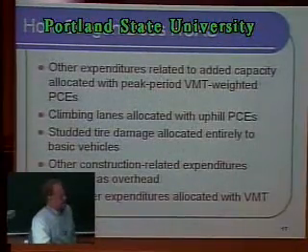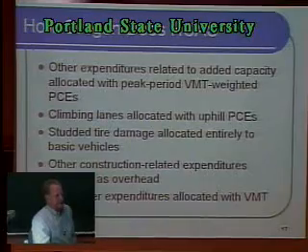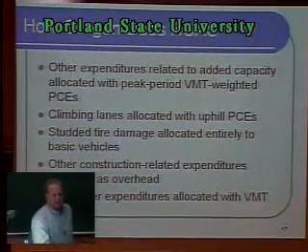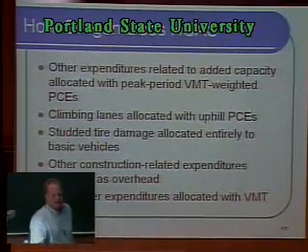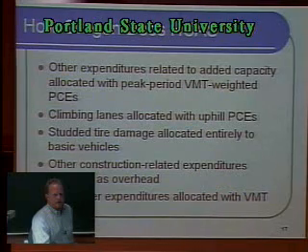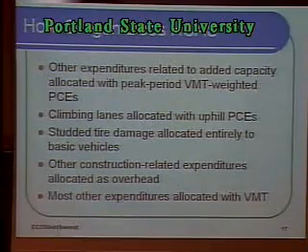Other expenditures related to added capacity are allocated with peak period VMT weighted PCEs. So it's PCEs that are specific to congested conditions weighted by peak period VMT. So the assumption there is that if you're adding capacity, it's probably in response to congestion. And so you want to look at what users are present during the congested periods and how much capacity is each of them taking up.